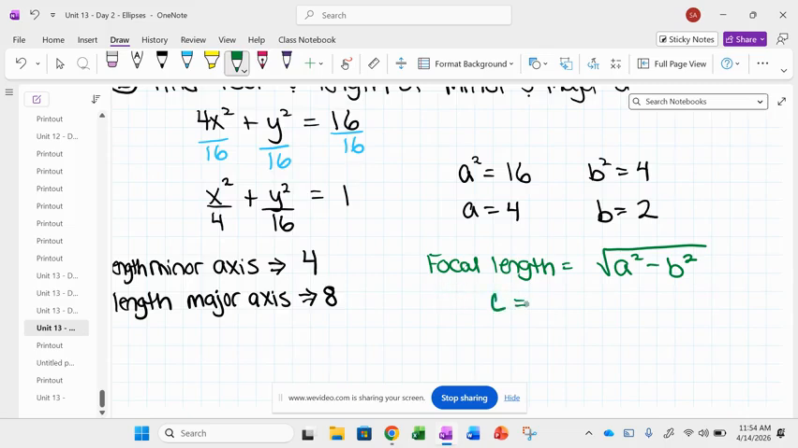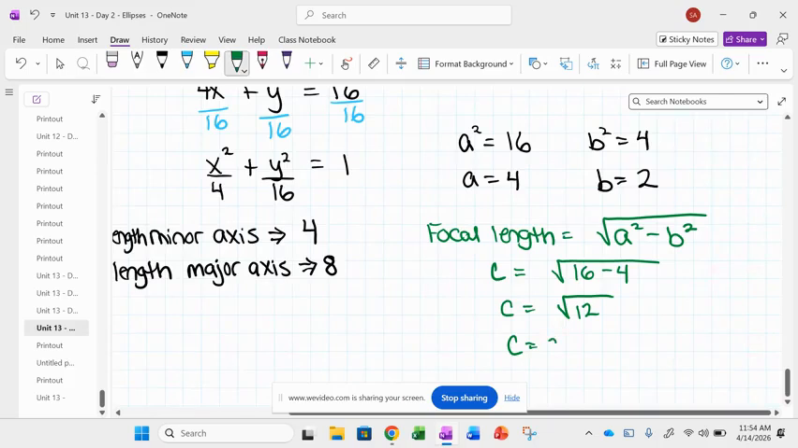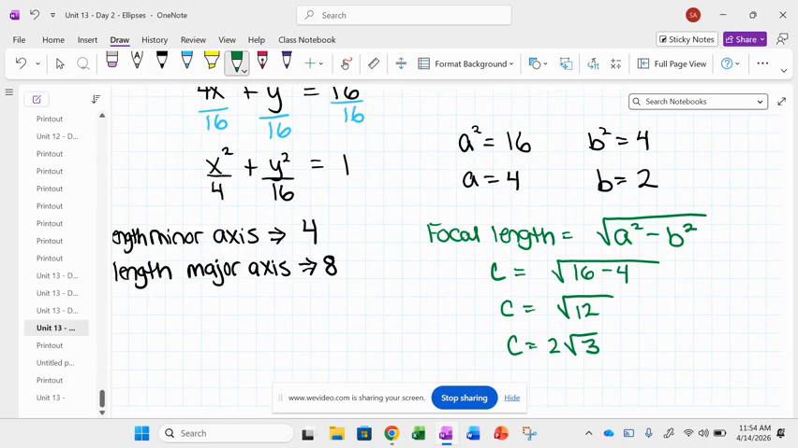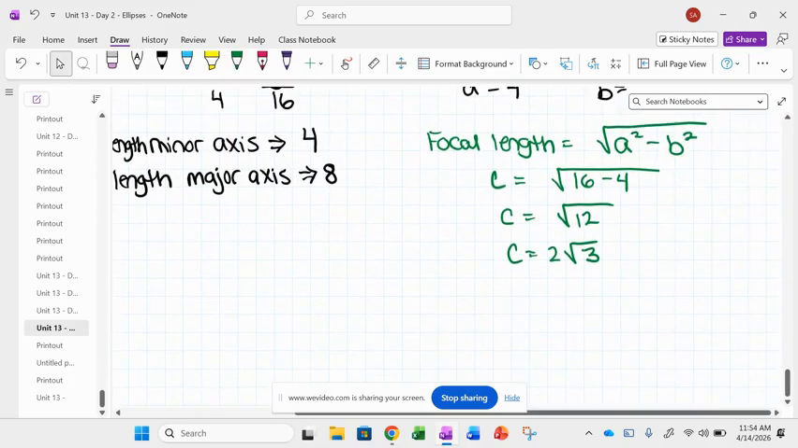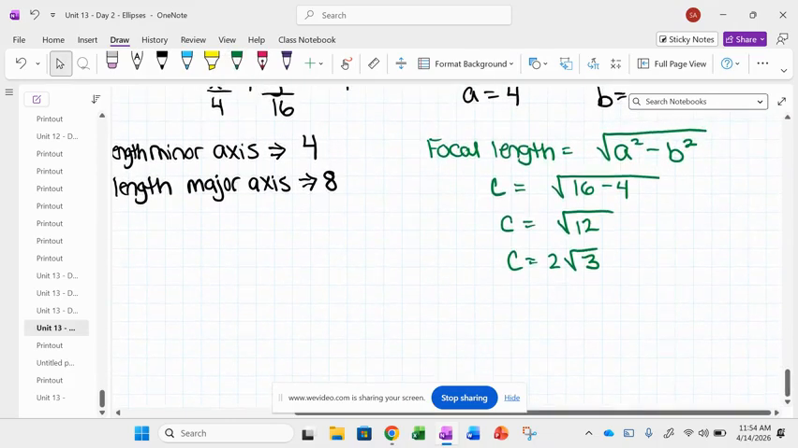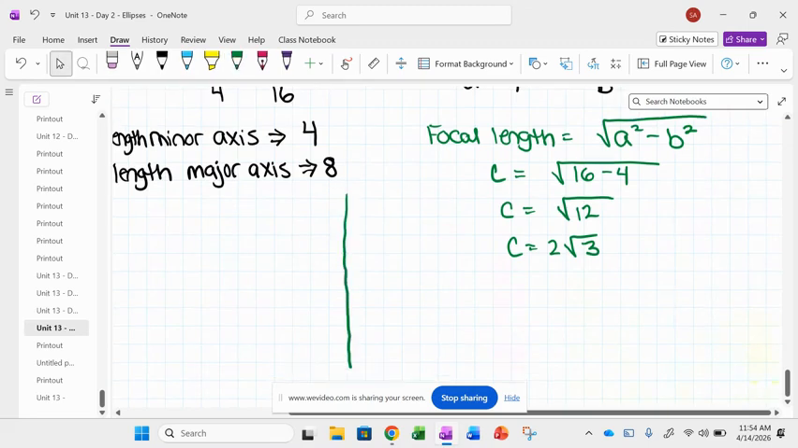So we're going to have c is equal to the square root of 16 minus 4. So c is equal to the square root of 12. I must simplify all radicals, and the square root of 12 simplifies down to 2 root 3. What does this mean? It's not just 2 root 3. I wasn't asking for the focal length. I was asking for the coordinates of the foci. So I'm going to go back to my equation.